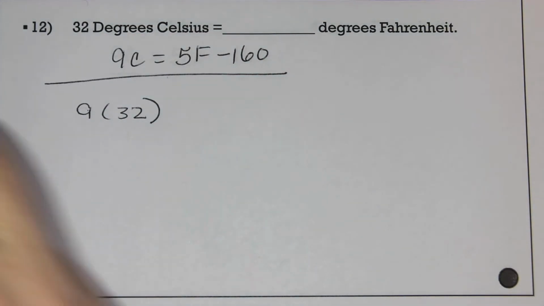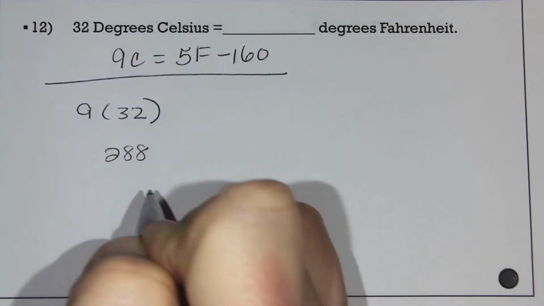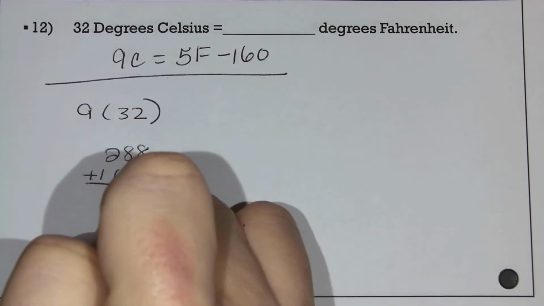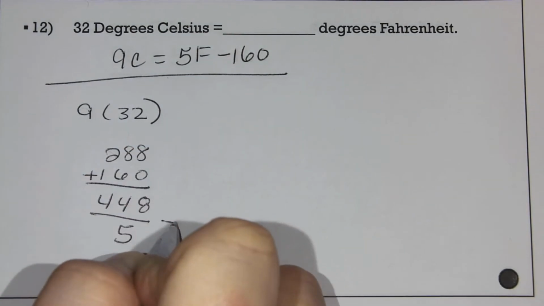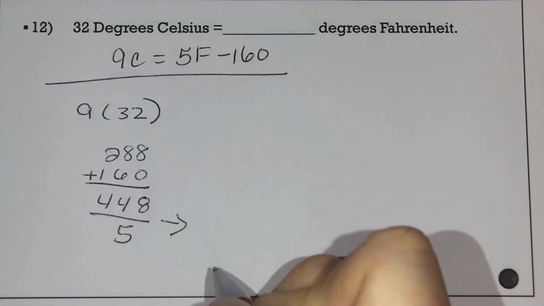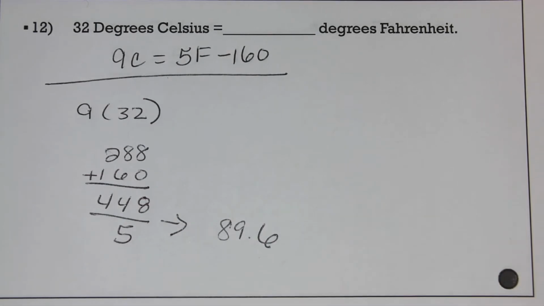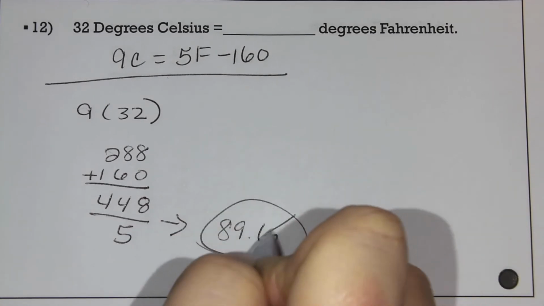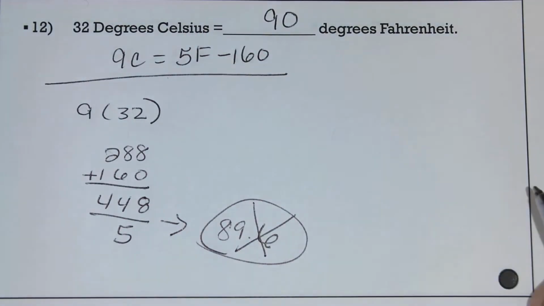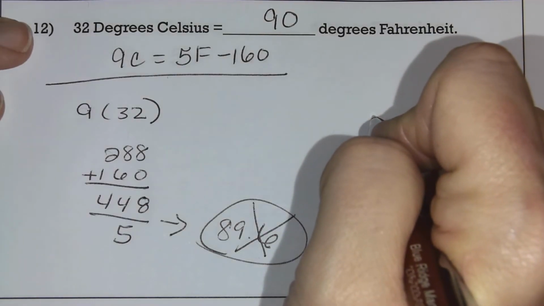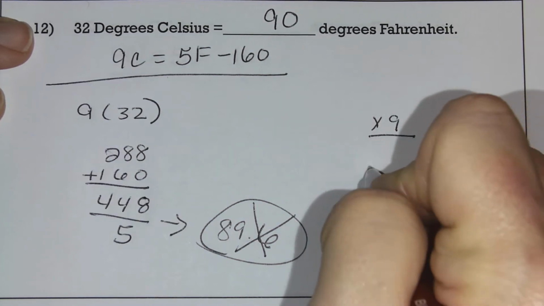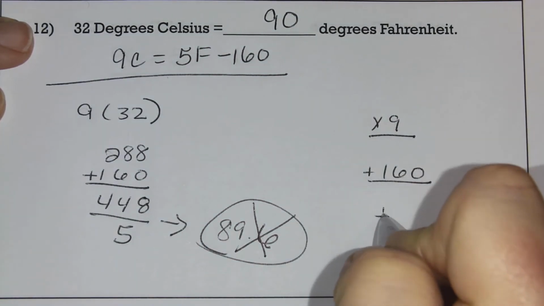So 9 times 32, of course, is 288. Okay, then you're going to add 160 to that, and that's going to be 448. And then you divide 448 by 5. Okay, and then you should have 89.6. Which would round up to 90 degrees. Okay. So that's a little shorthand way once you get used to the formula. So if you're going from Celsius to Fahrenheit, you're going to times the number by 9. Okay, then you're going to add the 160, and then you're going to divide it by 5.